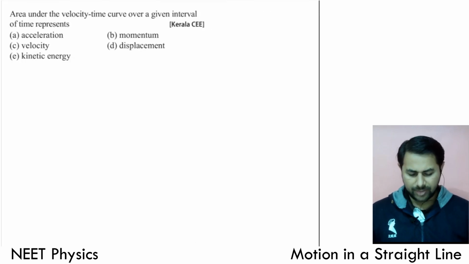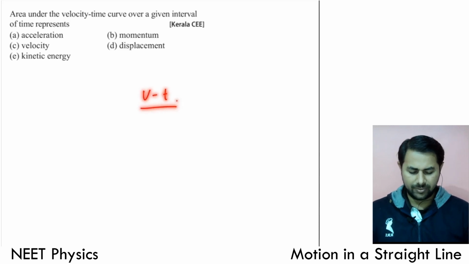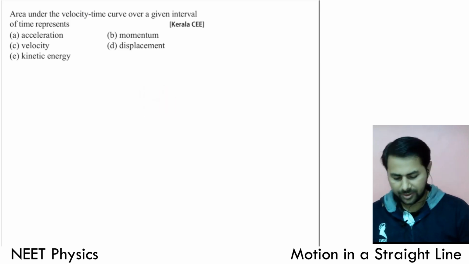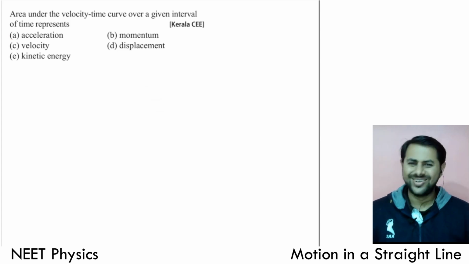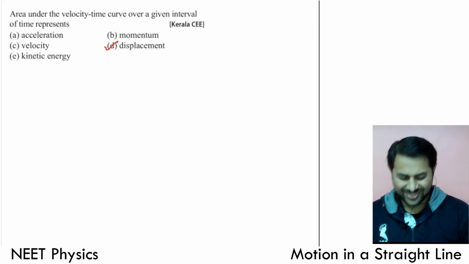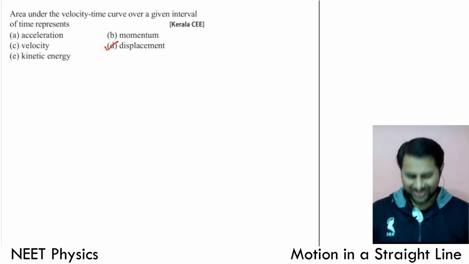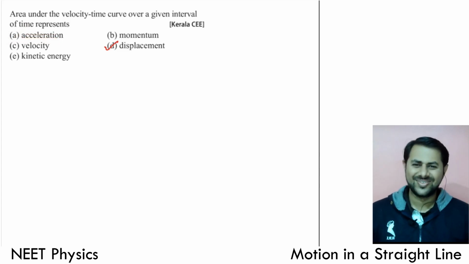Let's see the next one. Area under the velocity time curve over a given interval of time represents. Tell me. Area under the VT curve. It's option A. Good. What? Area under the VT curve. Yeah, it's D. It's not A. Okay, I was also clicking A and I saw acceleration there. All right, so it is option D, displacement.